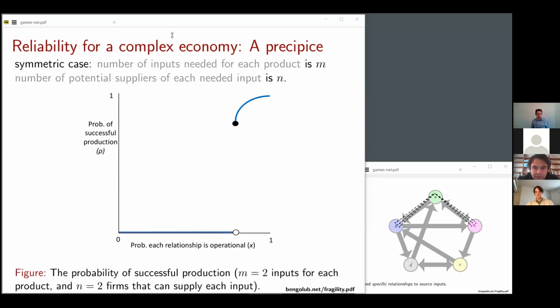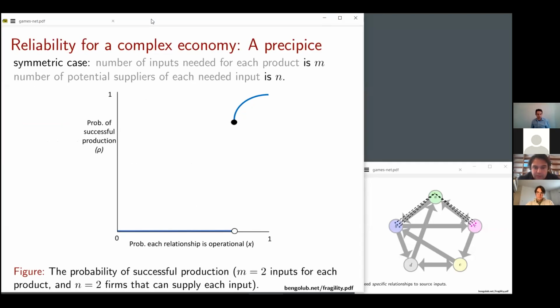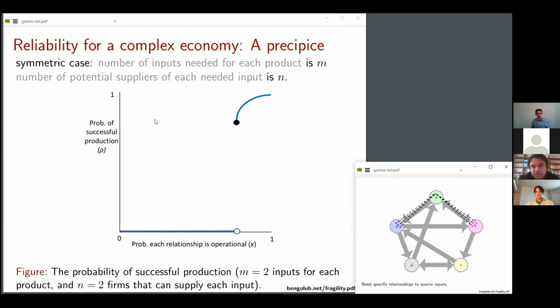So let me show you the first mechanical result, this discontinuity that I alluded to in words. This picture shows on the y-axis the probability that a random firm can successfully produce. That's the reliability of the economy. On the horizontal axis is the probability that each relationship is operational, this x. This is done for 2, so 2 inputs for each and 2 possible firms. You could do it for any pair of numbers. And you can see that this has a precipice. That's the first observation. At some critical value of x, you suddenly fall off the cliff and your production goes to 0, even though more than 60% of your pipes are working.